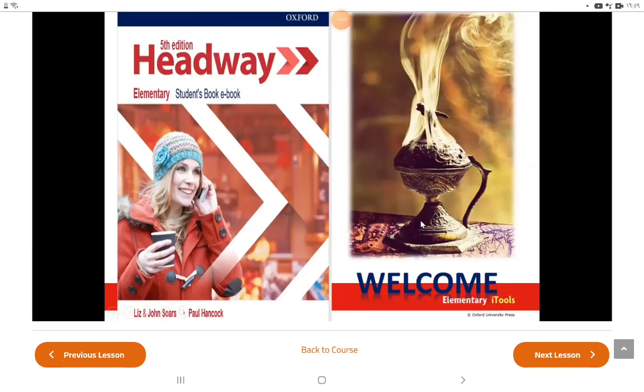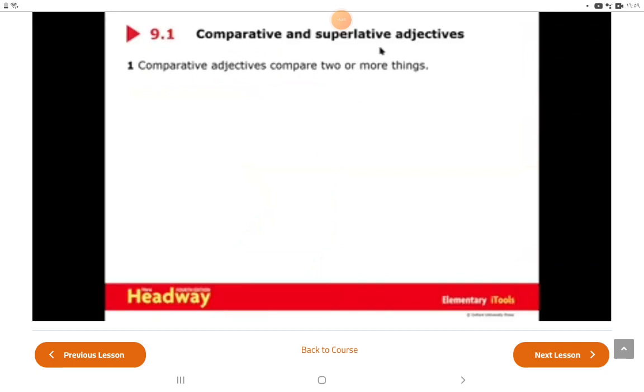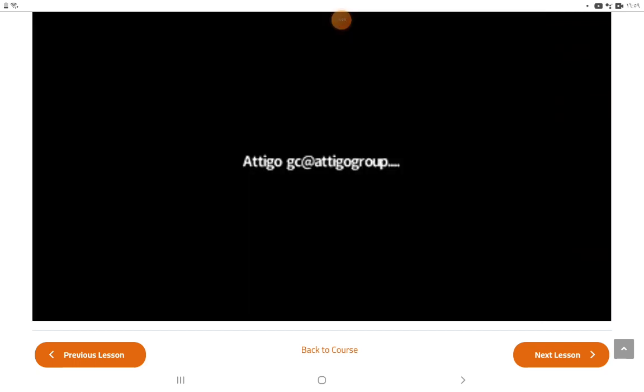Right, okay, unit 9, let's give it a start. Comparative and superlative adjectives, right? Right, so comparative adjective is when you're comparing 2, especially 2 things. So that is actually wrong. It's not more than 2. Let me just quickly correct that because that's wrong.